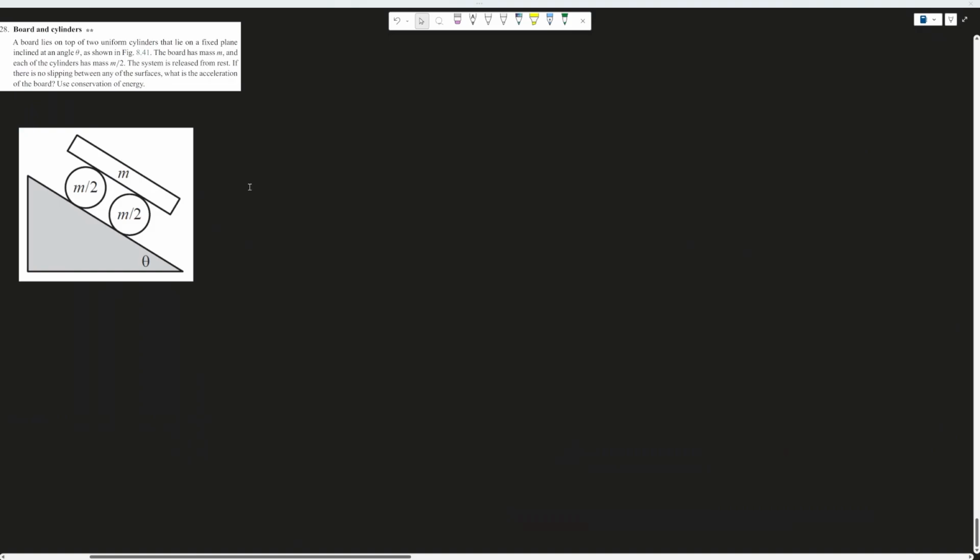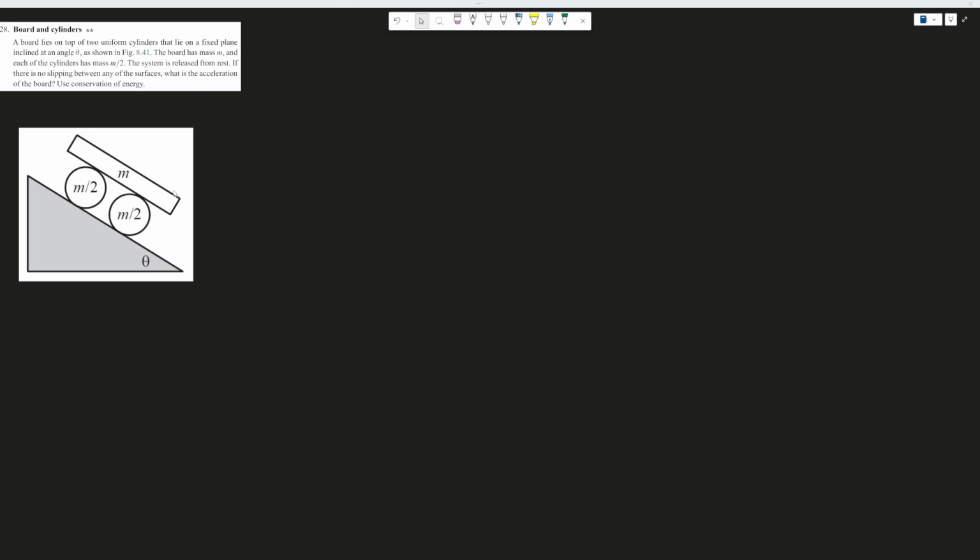Hi all. So today we will talk about question 8.28, board and cylinders. This question is basically about a board of mass m lying on two uniform cylinders. And these two cylinders also lie on a slope, and they are rolling down the slope. And the question is asking us for the acceleration of the board, and it asks us to use the method of conservation of energy. So now let's try to analyze this.